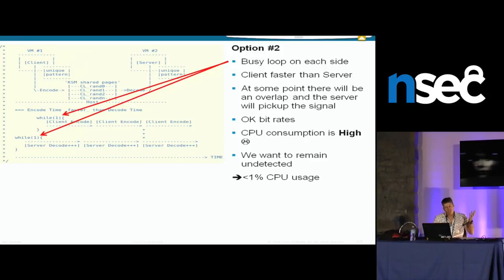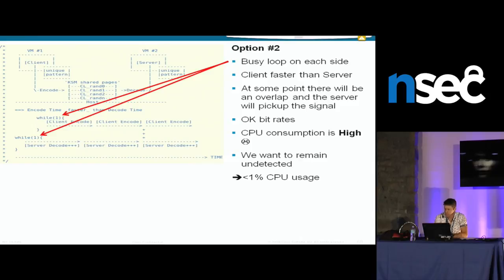Option two. The other option is basically, well, I'm just going to have a while one loop on the client side, a while one loop on the server side, and I'm just going to adjust the client to run slightly faster than the server. So at some point in time, those two will overlap, and when they do, it's going to provide an okay bit rate.